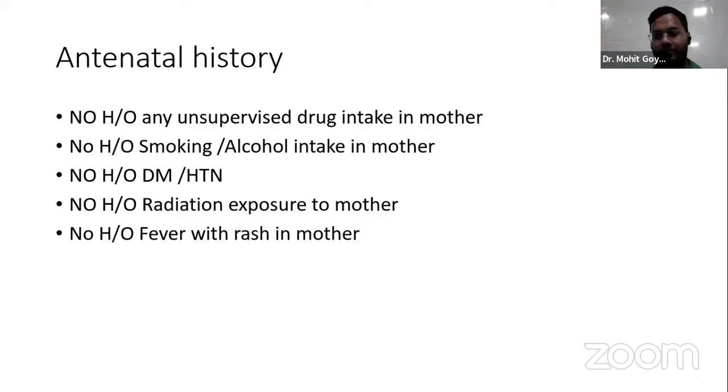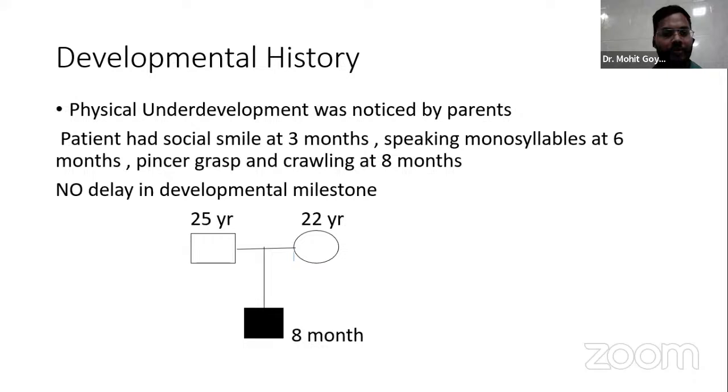What are the other anomalies in maternal rubella syndrome? What are the peripheral signs in the baby? Cataract and congenital deafness, sensorineural deafness. Okay, go on. Development history.